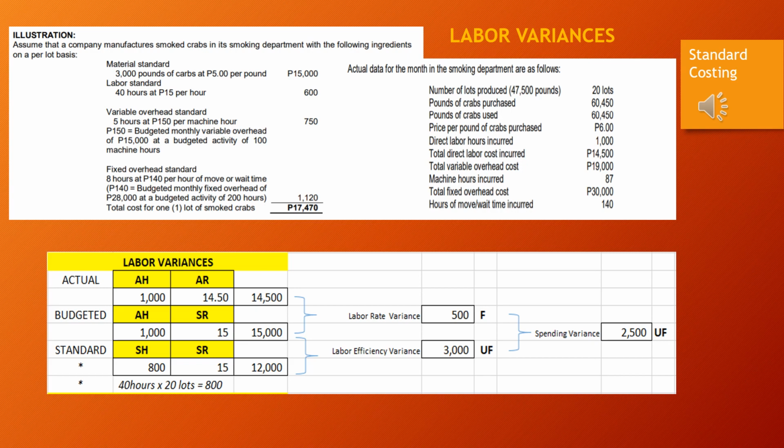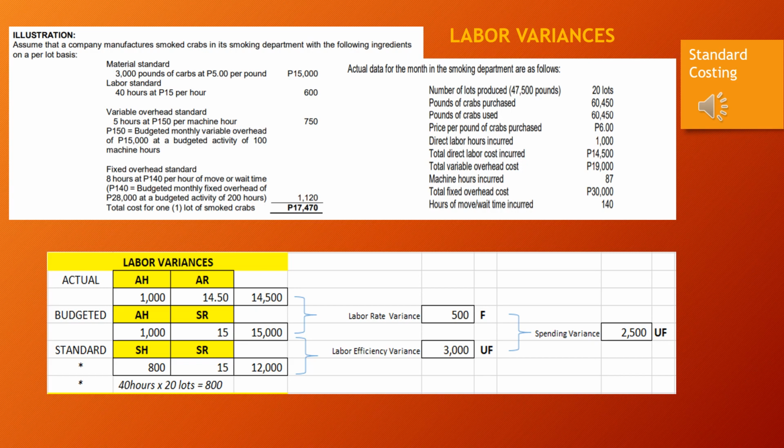So the actual is 14,500. For the budgeted, we need to use standard rate. Our standard rate will be found at the standard data. So, labor standard, that's 15 pesos per hour times 1,000 actual hours, that's 15,000 pesos. For the standard hours, if you're wondering how did we arrive for the 800 hours, so that's the required labor standard, 40 hours times the 20 lots. So that's 800 hours times 15 pesos, that's 12,000.